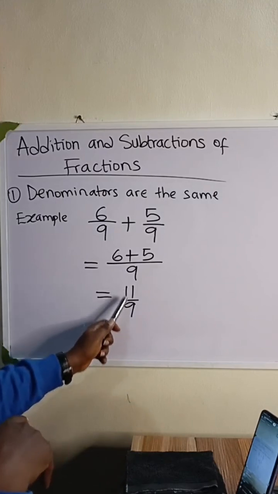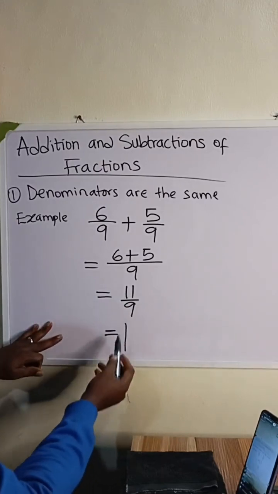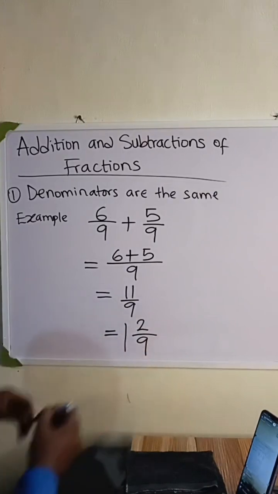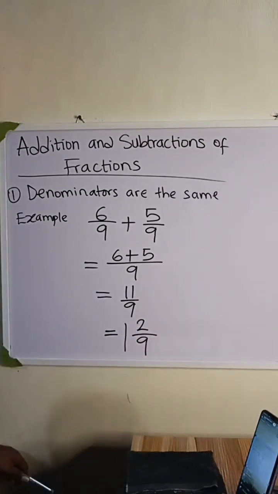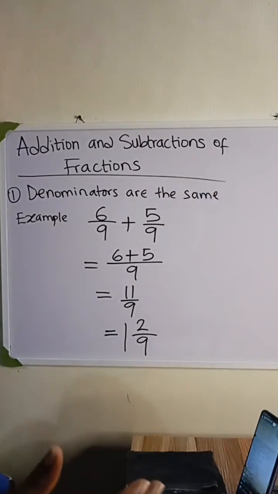So now this is 11 over 9. We have to convert it to a mixed fraction. How many 9 do we have in 11? The answer is 1. When you subtract 9 from 11, you are going to have 2 left over 9. So that means our final answer is 1 whole number, 2 all over 9. So we've considered the addition and subtraction of fractions when the denominators are the same. Now we are going to go to addition and subtraction of fractions when the denominators are different.